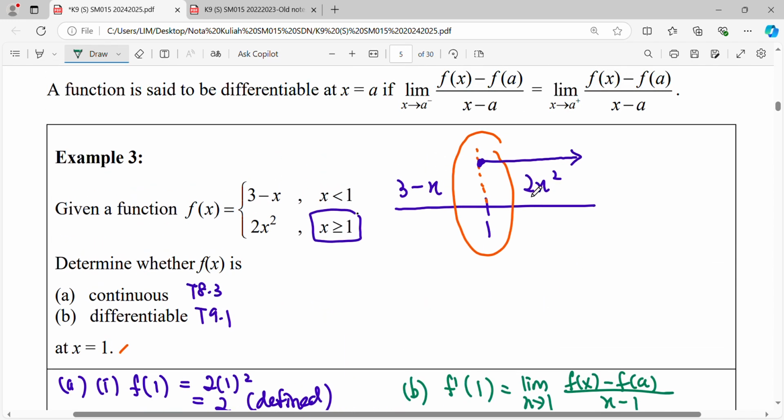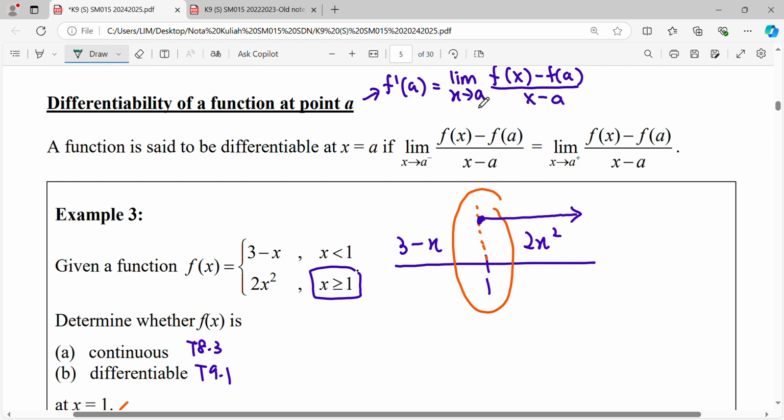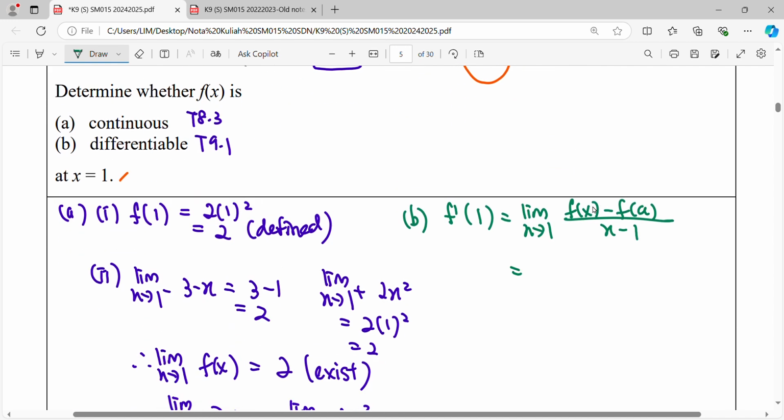Okay, so use your first principle formula: limit x approaches 1, f(x) minus f(1) over x minus 1. Do you have this coordinate f(1)? Your a is 1. You found it already, which is 2. So this is your first principle, whereby we see whether it can be differentiable at x equals to 1.